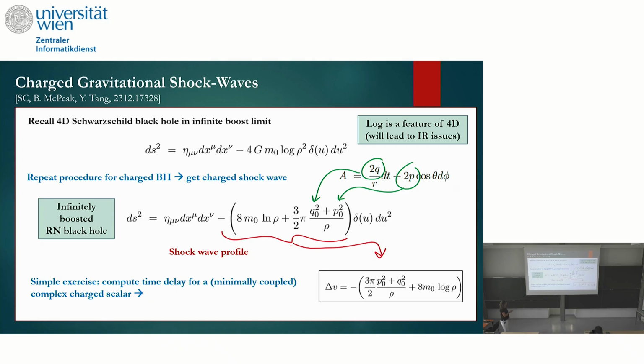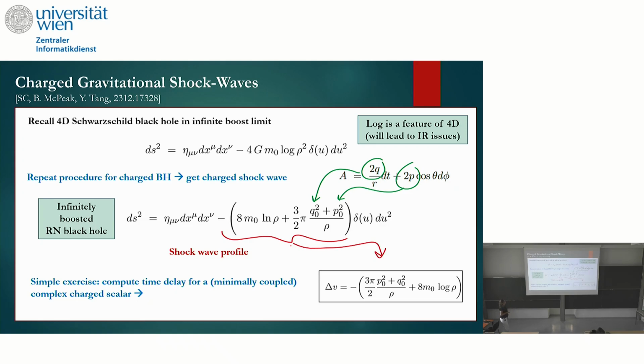So if you do that, you get some expression like this for your shockwave profile, where notice that we have these charges. These are related to the ionic charges. You have a log because we're in 4 dimensions, and then again, that's the mass related to the mass of the black hole. So again, as a simple exercise, you could look at a charged scalar field in Einstein-Maxwell without higher derivatives, just for simplicity, and you would get exactly the contribution that you expect from the metric. So this seems to be a general result. If your field is minimally coupled to gravity, you just get the geometry contribution.